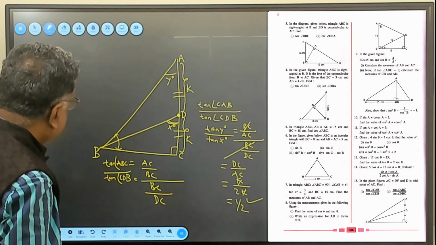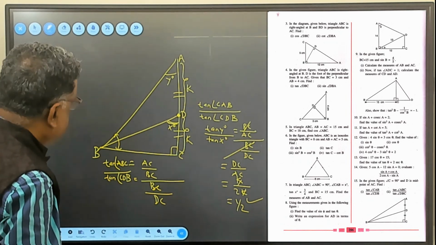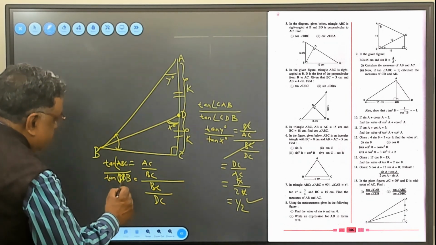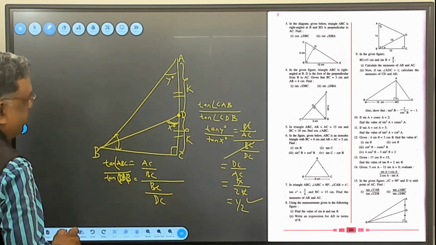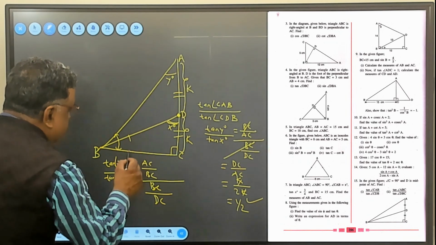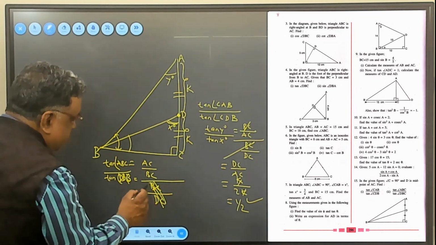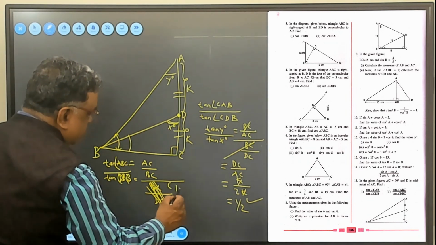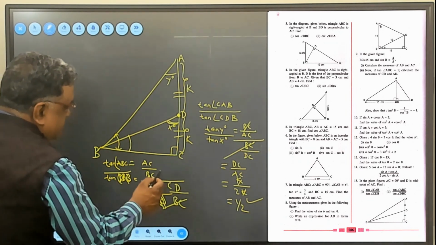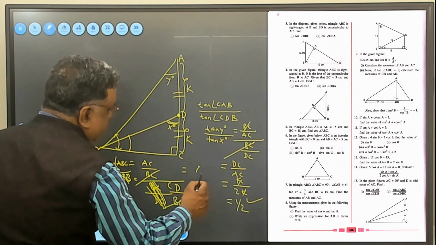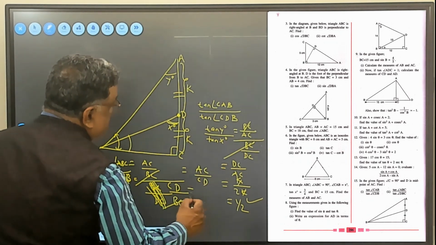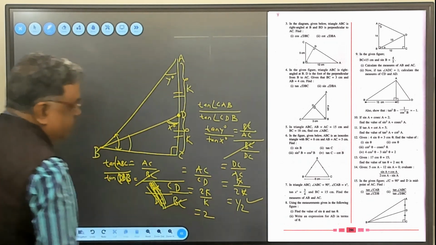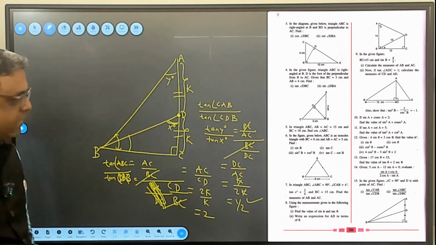Sorry, they asked DBC. So what is DBC? DBC is this. So this will not be BC upon DC. This will be CD upon BC. CD upon BC. So this BC and BC will get cancelled. So it will be AC upon CD. AC is 2k and CD is 1k. So this will become 2. Okay. Next sum.